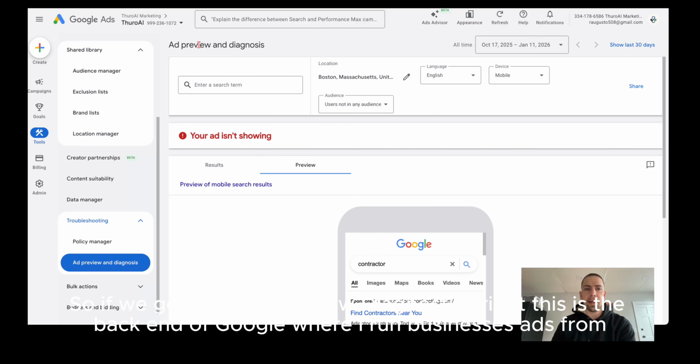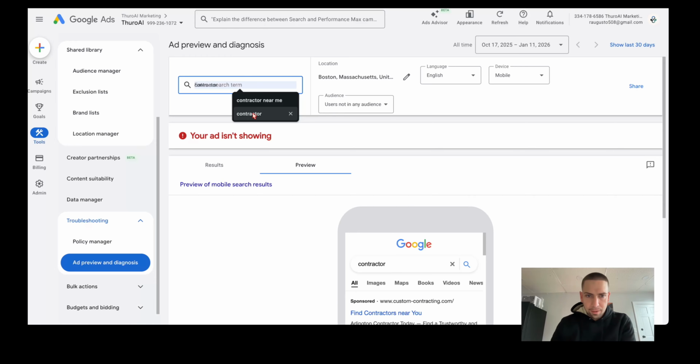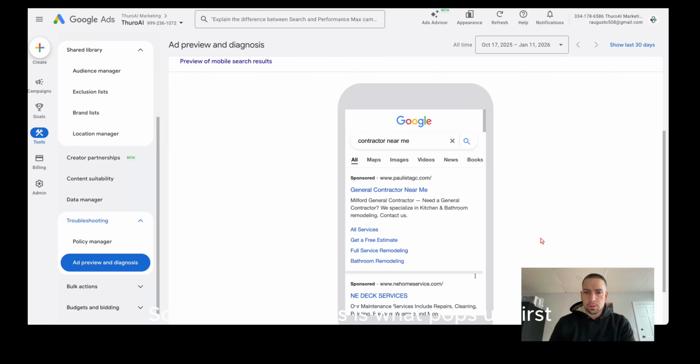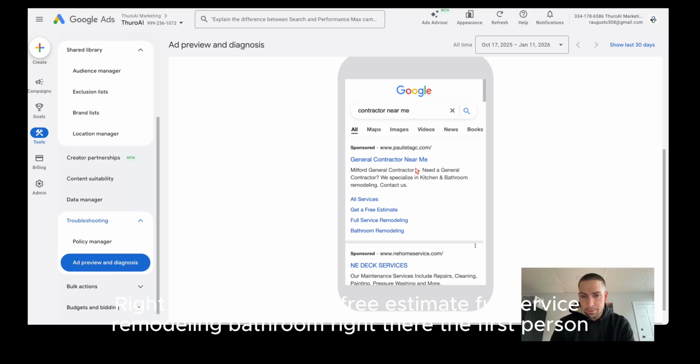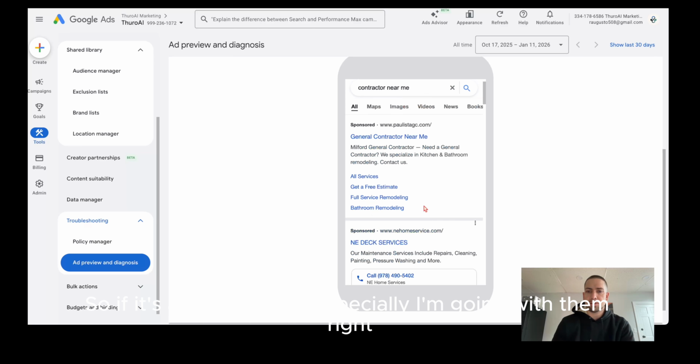So if we go here to Ad Preview Diagnostics, this is the back end of Google where I run businesses' ads from. So we're gonna go with contractor near me and search that. Okay, this is what pops up. First business pops up, right? So right away, if I have an emergency and I need a contractor, who am I calling? Super easy. Get a free estimate. Full service remodeling, bathroom, right? They're the first person. So if it's an emergency especially, I'm going with them.